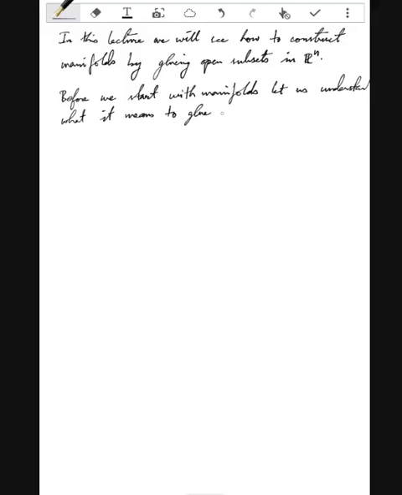Okay, so before we start with manifolds, let us understand what it means to glue topological spaces.